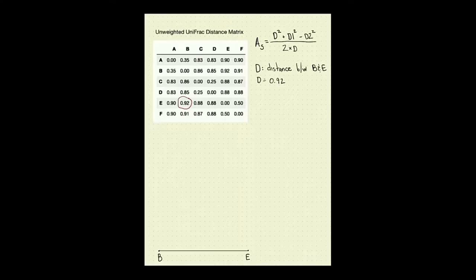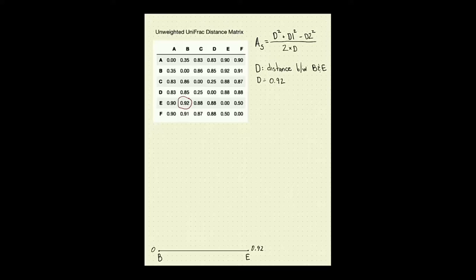And what I'm going to do is label this as 0 and this as 0.92. And so D1 is going to be the distance between some current sample and the sample at 0 on this axis, and then D2 is going to be the distance between the current sample and the sample at D on this axis, at 0.92. We'll find all of those by looking them up in the distance matrix.